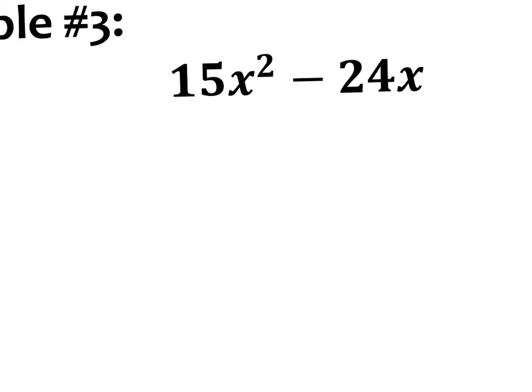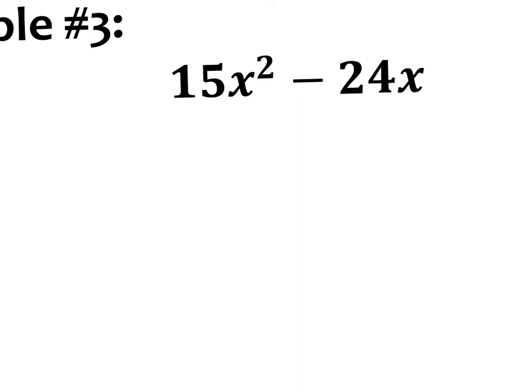15x squared minus 24x. Okay, 15x squared. So let's look at the coefficient first, 15. I can divide that by 1. 15 are a set of factors. 3 and 5 are my other set of factors. I look over at negative 24. Can't divide that by 15. How about 3 or 5? I can divide negative 24 by 3, okay?